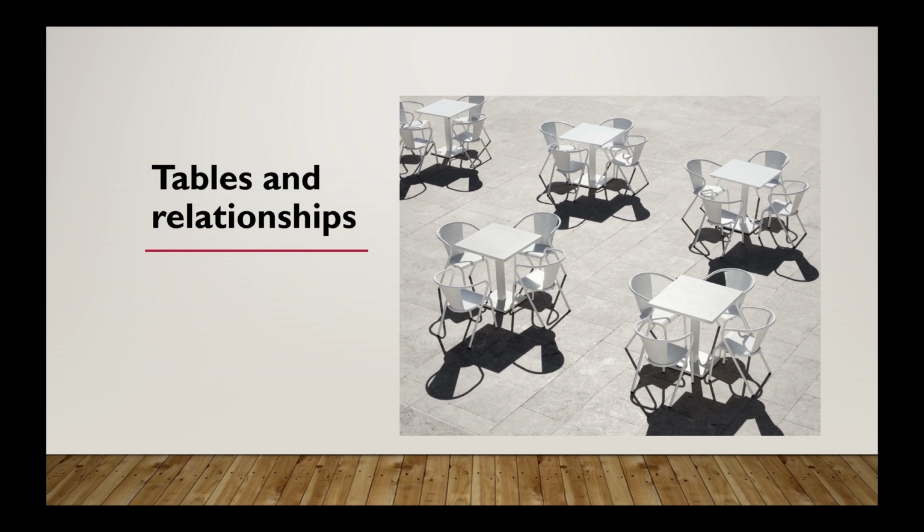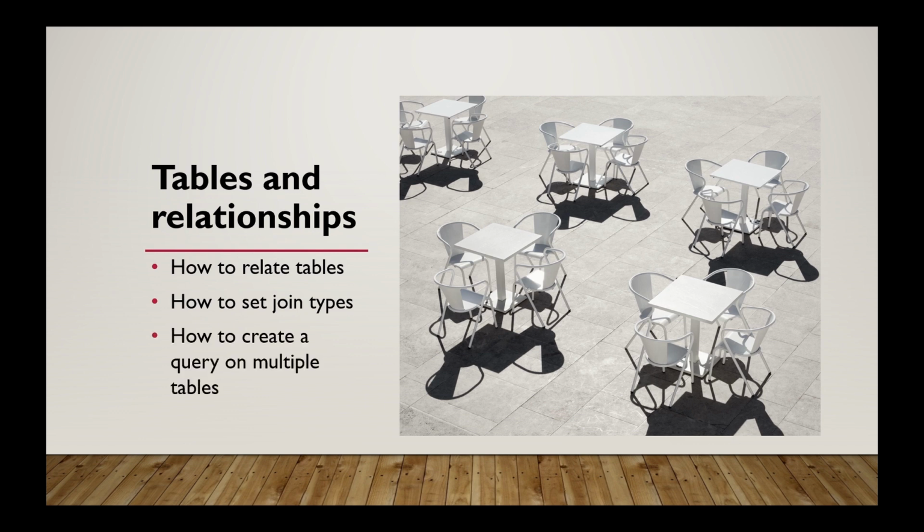First one, tables and relationships. Going to look at how to create a relationship, so how to relate tables together using primary keys and foreign keys. How to set join types. A quick look at the different join types. There are 3 join types, and it's important that you understand how they work. And then how to create a query based on multiple tables, which will bring those relationships through.